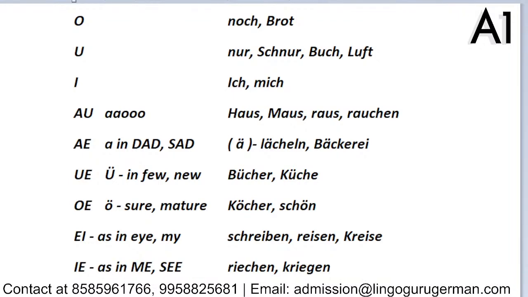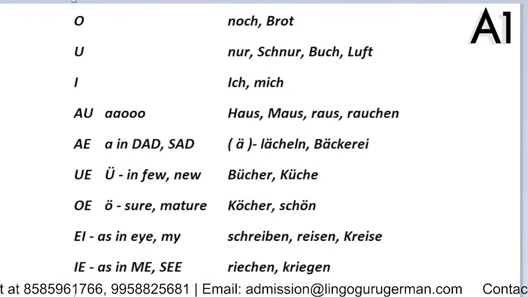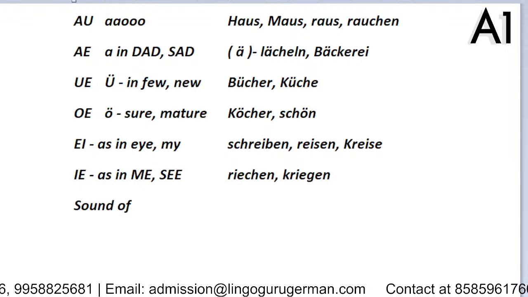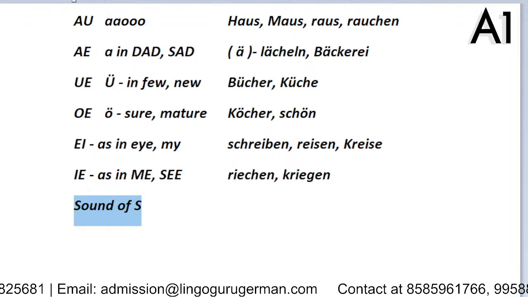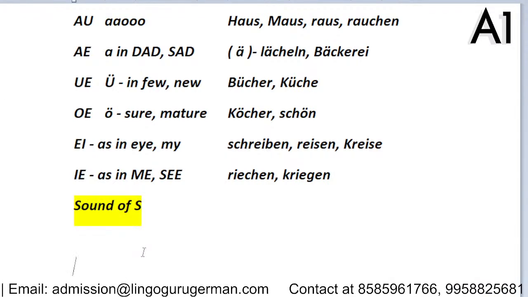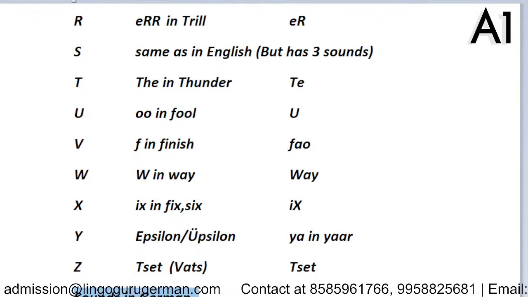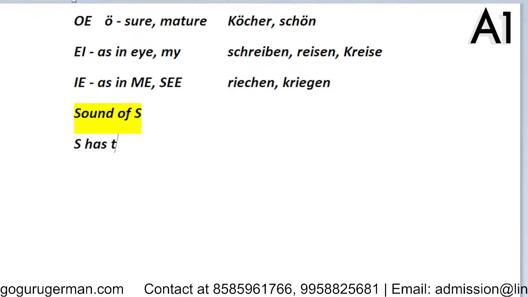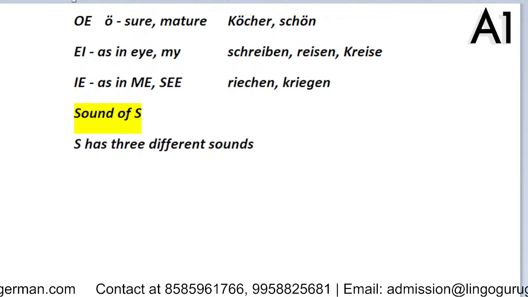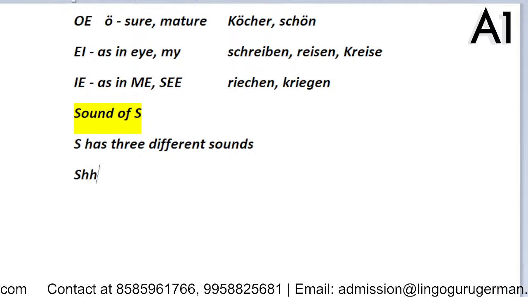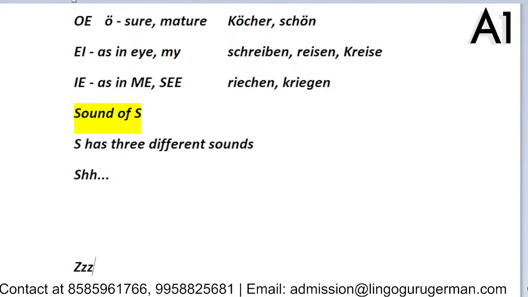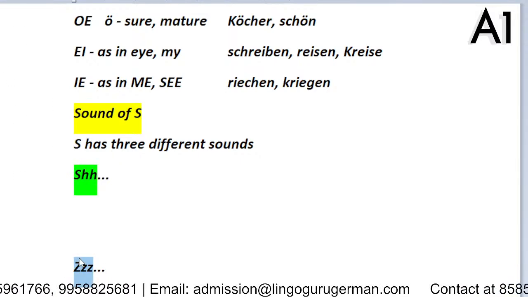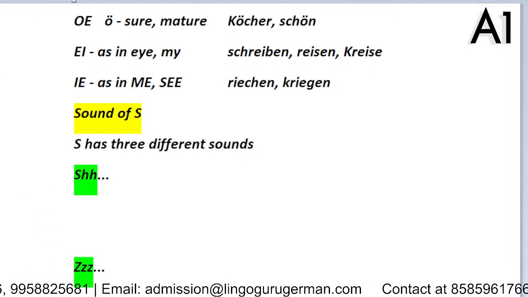Let us now talk about the sound of a few consonants. When they come with each other, what sounds do these consonants produce? First, we talk about the sound of S, very important. S generally makes three sounds. The first sound we have is sh. Second, S makes z, and third, simple S.